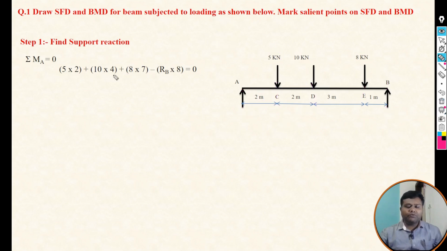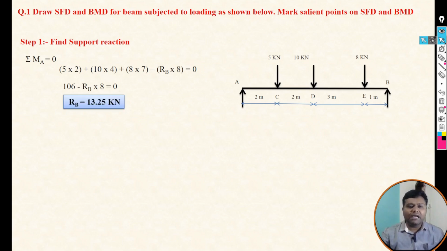Okay, now we have to solve this equation. Once we solve this equation, we will get the final force or the support reaction at B point, that is RB, and that RB is equal to 13.25 kilonewton. Okay, so RB is 13.25 kilonewton, means the support reaction at B point that we have calculated. That is the first equilibrium condition that we have applied.